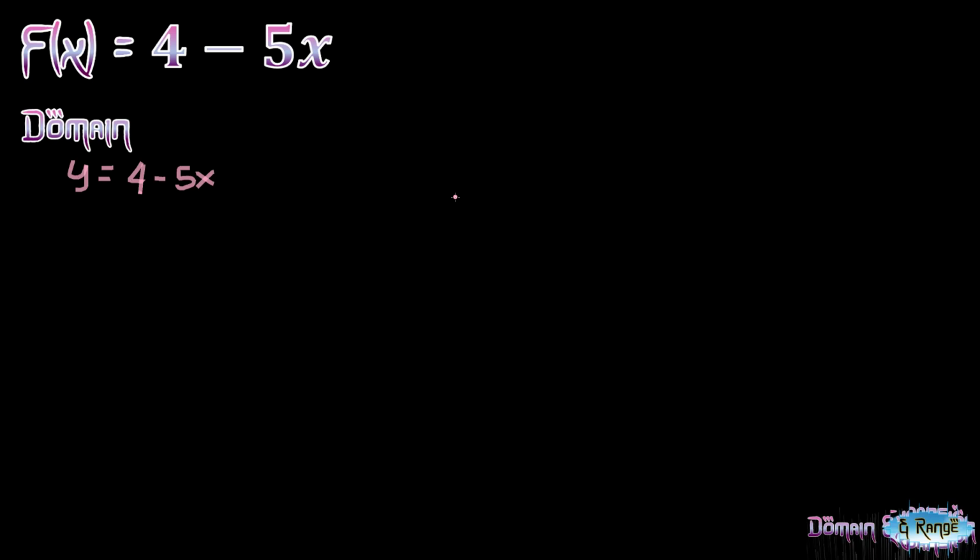Now, looking at this, let's think of possible values of x. If x is a positive integer, say 1, 5 times 1 is 5. 4 minus 5 is negative 1. That's the value of y, a real number, so it's possible. If it's a fraction, let's say 1/5, 5 times 1/5 is 1. So 4 minus 1 is 3, also a real number. Even if we take negative integers such as negative 1, 5 times negative 1 is negative 5. So 4 minus negative 5 is positive 9, a real number.